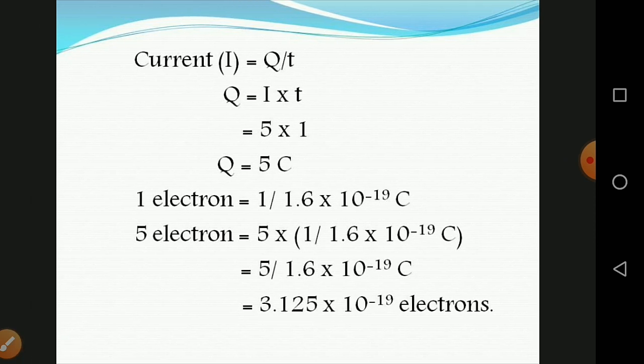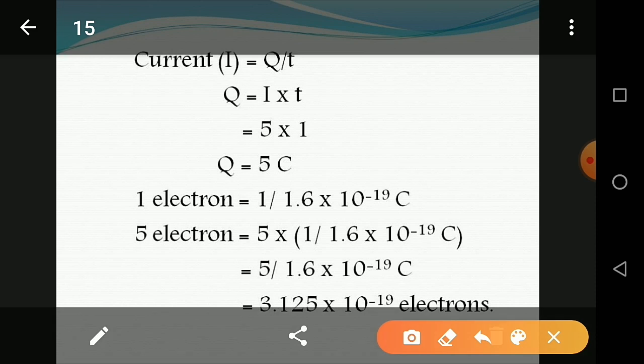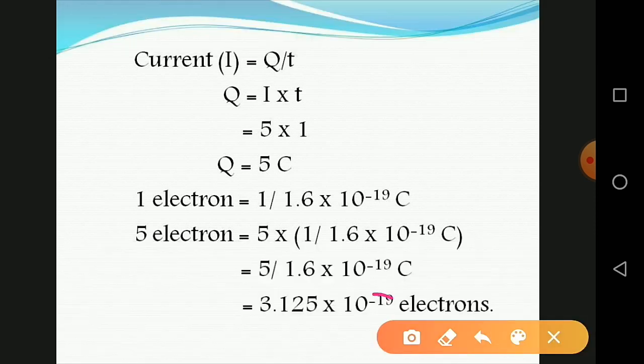So it comes to 10 to the power of 19. The 10 to the power of minus 19 in this guide is wrong, so you should write the correction, the correct answer.